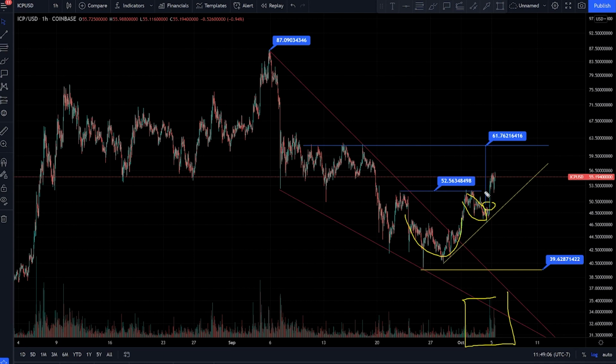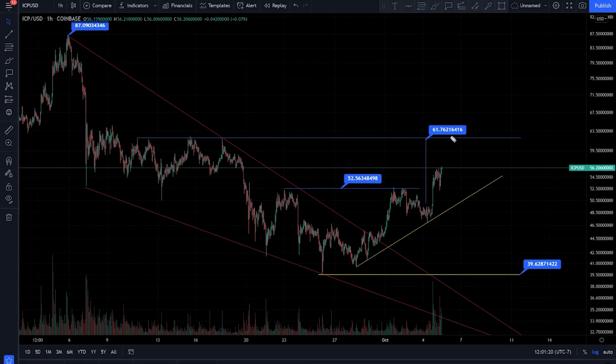The target would take ICP to about 62, where it will also retest this prior high, because this has been a very strong resistance for ICP. If we look at this, ICP tried 3 times and got rejected every time. So there's a very strong probability that once ICP hits the target price at around 62, it would likely get rejected, and the price could retest the support of this upward trend line.